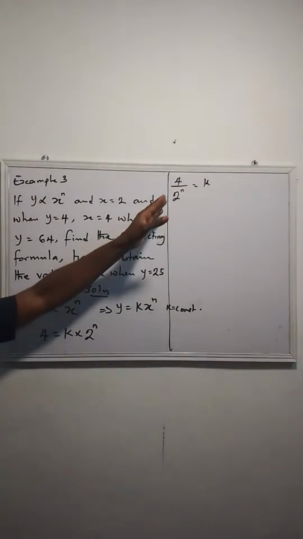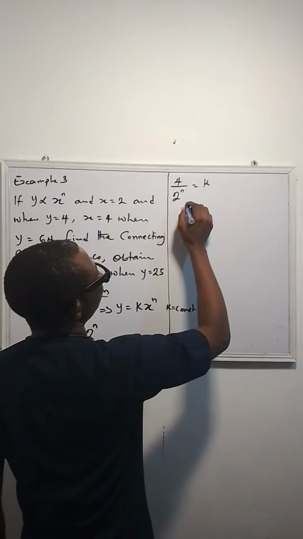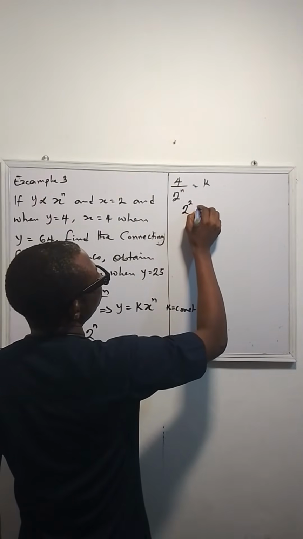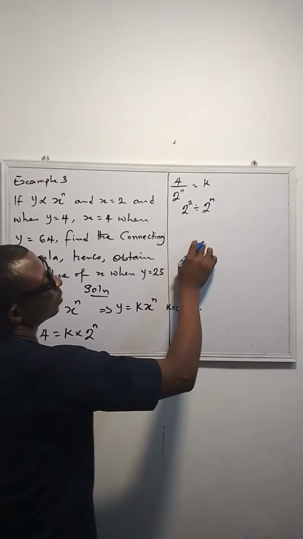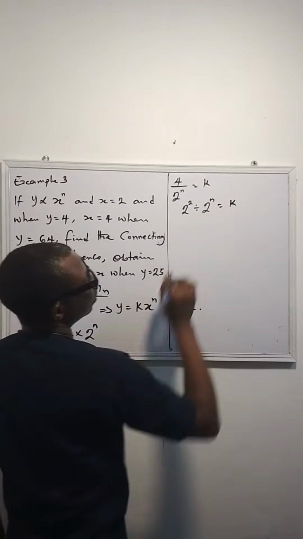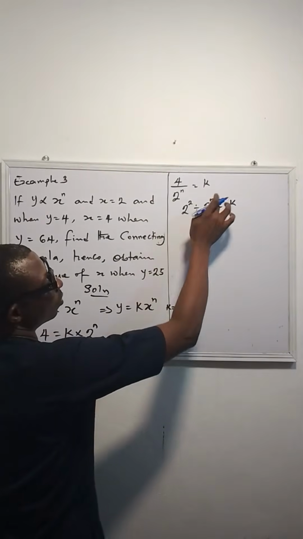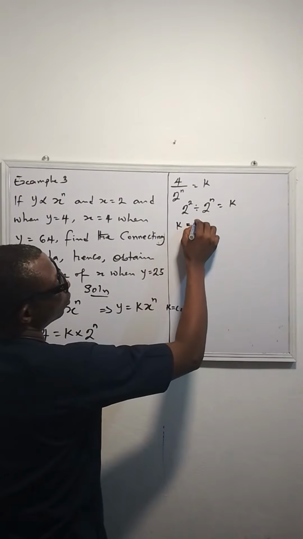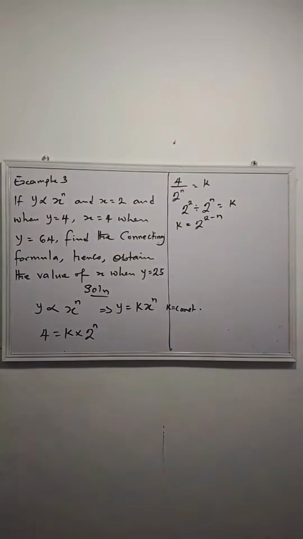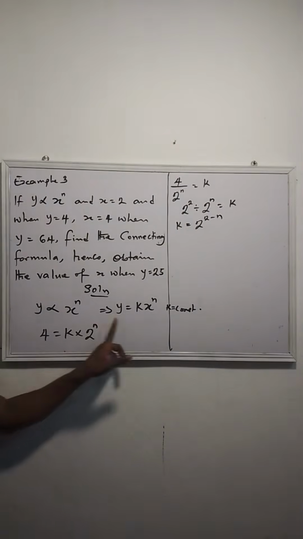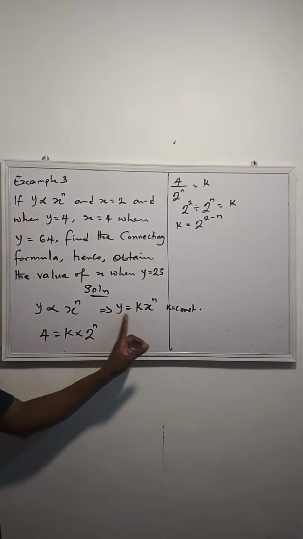So now you can simply write this as 2 raised to the power of 2 divided by 2 raised to the power of n is equal to k. You know, 2 raised to the power of 2 is the same thing as 4. So when dividing, you subtract the power. So we have k equals 2 raised to the power of 2 minus n. So here we can come and plug in the value of k.